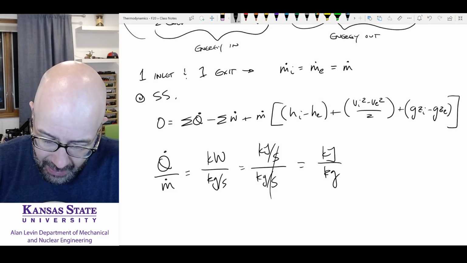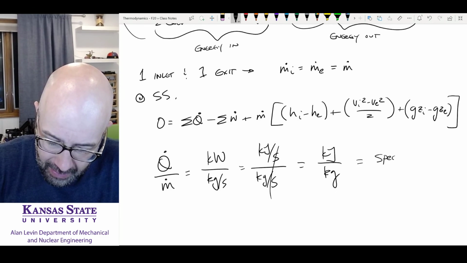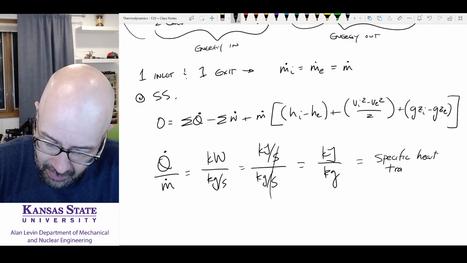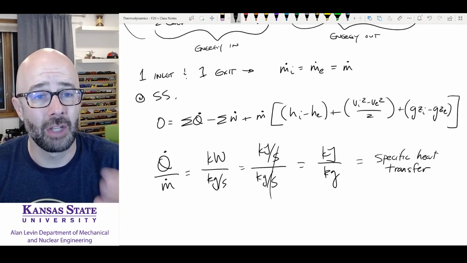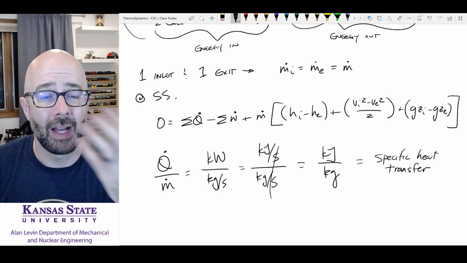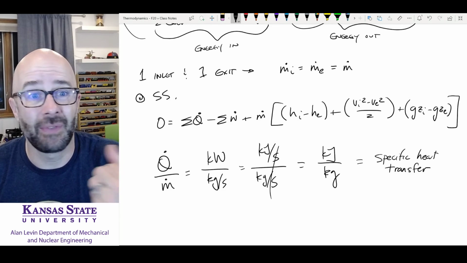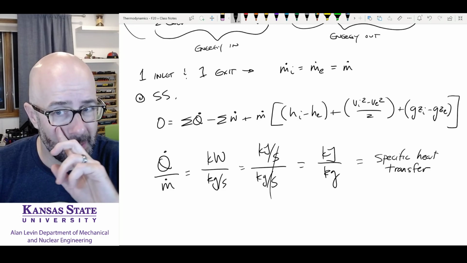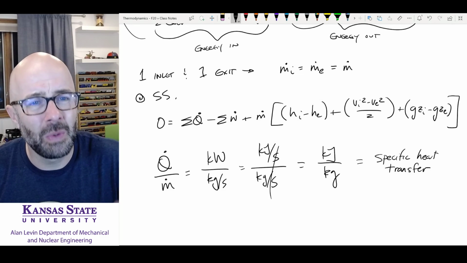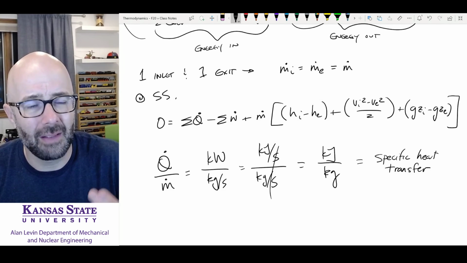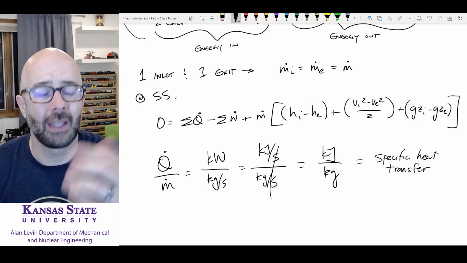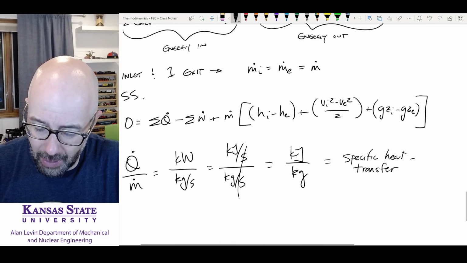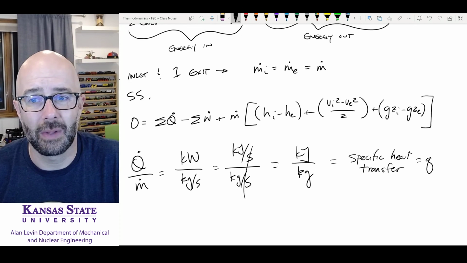Sometimes we can call this specific heat transfer. Okay, doesn't that make sense? When we divided volume by mass, we had specific volume. Divided heat capacity by mass, we got specific heat capacity. Here, this is going to be specific heat transfer. And remember what we do when we divide things by mass and call them specific volume, specific internal energy, specific heat: we make them a lowercase letter, a lowercase q, so we can do it that way.